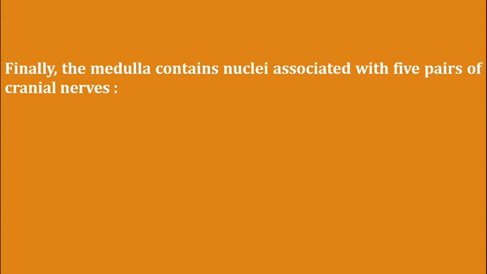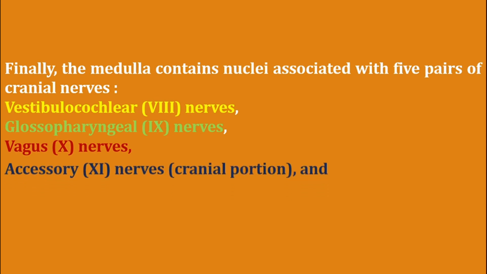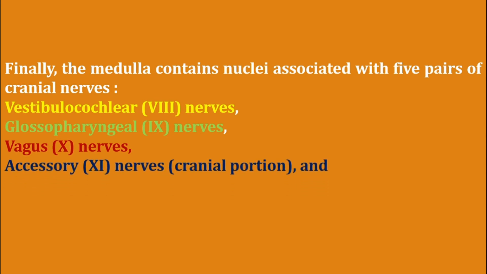Finally, the medulla contains nuclei associated with 5 pairs of cranial nerves. Vestibulocochlear nerves, which is the 8th cranial nerve. Glossopharyngeal nerves, which is the 9th cranial nerve. Vagus nerves, which is the 10th cranial nerve. Accessory nerves, which is the 11th cranial nerve, and hypoglossal nerves.